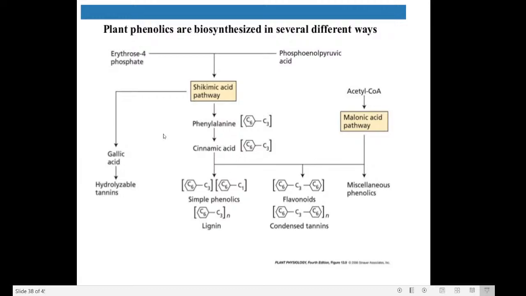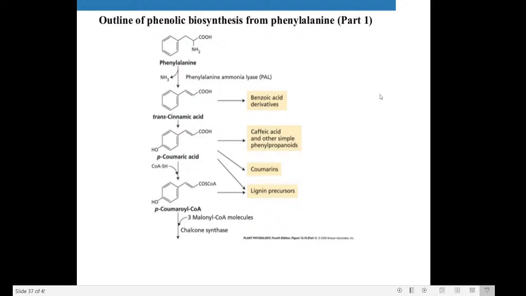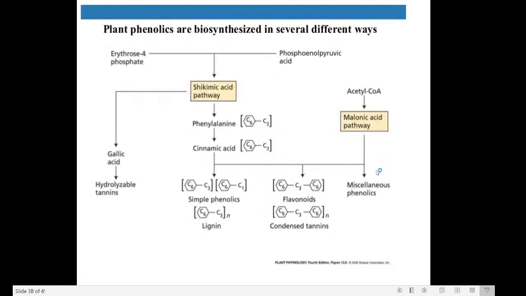This phenylalanine is helpful for the production of lignin, condensed tannic acid, flavonoids, and miscellaneous phenols, which means unknown phenols. Acetyl CoA, the end product is a CoA, right? This acetyl CoA is helpful for the malic pathway, producing phenols. So using this phenylalanine, we can produce phenols, flavonoids, tannins, lignins. This is the thing we want to understand. Through the malic pathway, acetyl CoA produces the phenol.